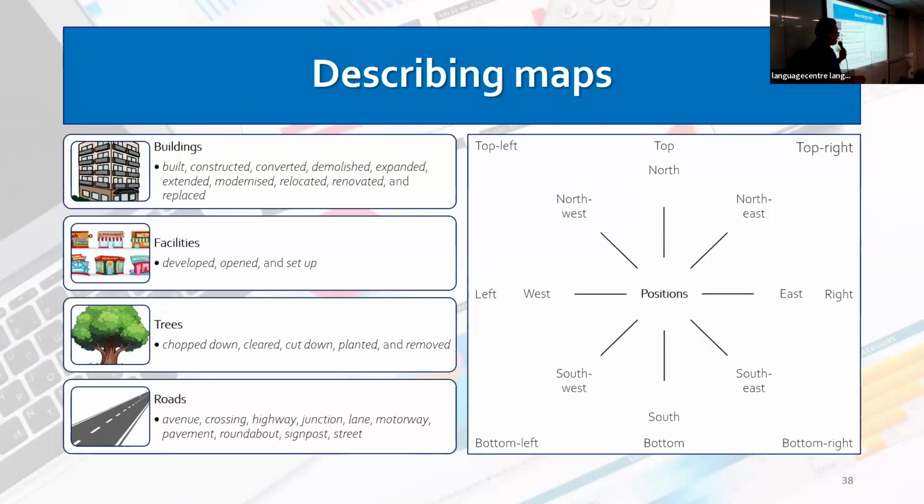So this slide is just to show you some vocabulary that you can use to make your description in your information report. Some words related to buildings, facilities, trees, roads, or some words that we can use to refer to directions and positions.